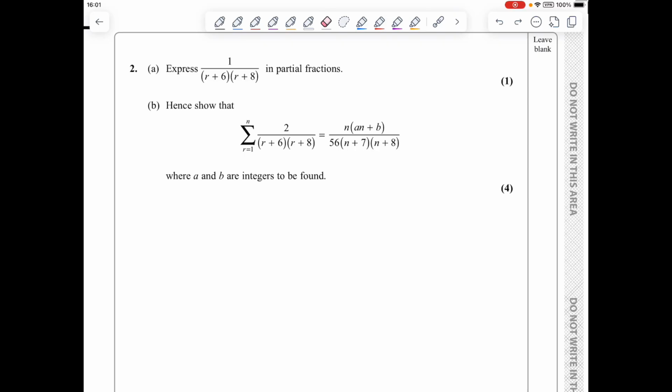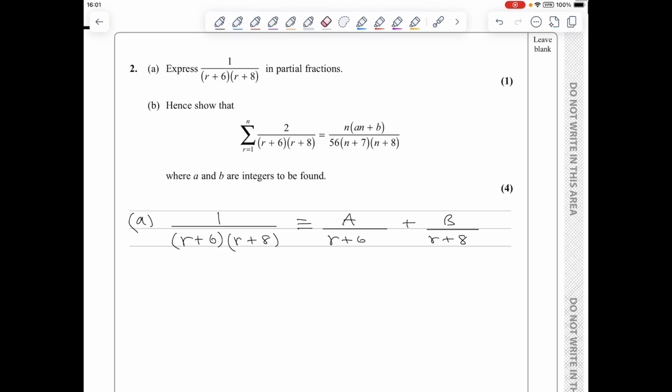For part A of question 2, I'll start by writing the given fraction as follows: A over (r+6) plus B over (r+8). Then I will merge the right-hand side into a single fraction, and I will remove the common denominator. So I get 1 is equal to A(r+8) plus B(r+6).